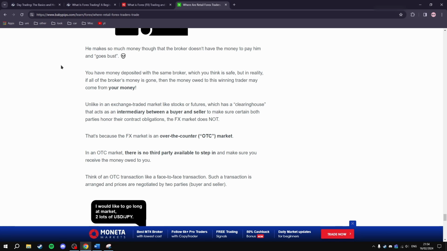Unlike in an exchange traded market like stocks or futures, which has a clearing house that acts as an intermediary between the buyer and seller to make certain both parties honour their contract obligations, the FX market does not. This is because the FX market is an over-the-counter market. In an over-the-counter market, there is no third party available to step in and make sure you receive the money owed to you.